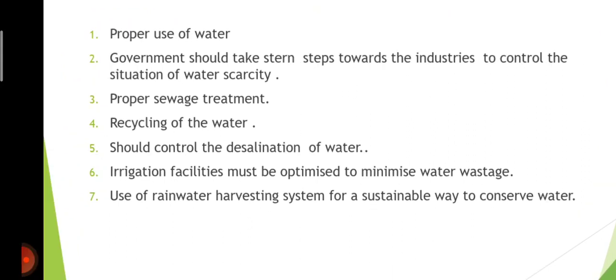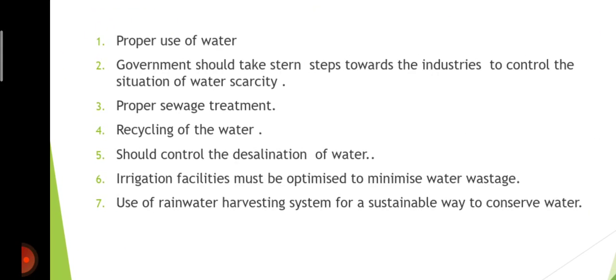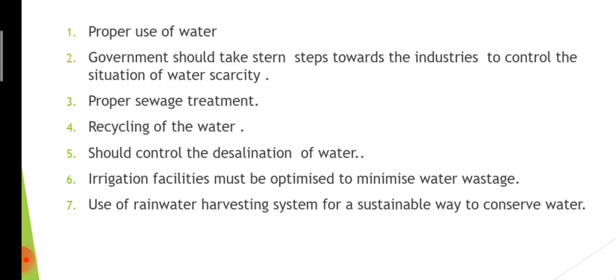Now next, the methods of how to conserve water resources. If we use water properly, we can conserve it. If the government takes stern steps towards industries to control their wastage, so that they do not throw effluents into running water or pure water, it may be controlled. Proper sewage management. The sewage should be treated in treatment tanks.